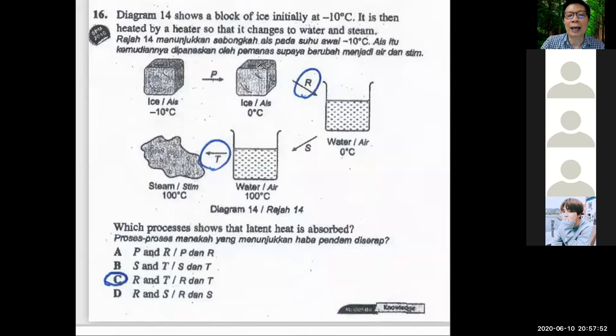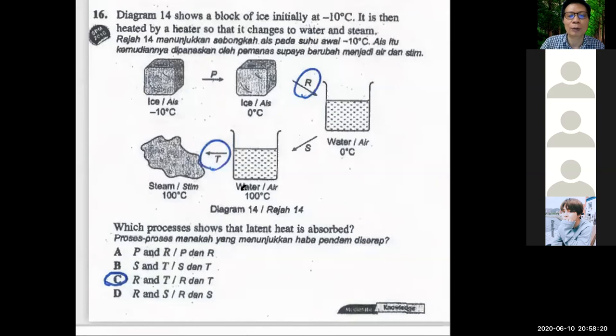And now the ice at 0 degrees starts to melt into water. See, the temperature never changes, but there is a change in the state. Solid changes to water. This is latent heat. When you see no change in temperature, it's latent heat. Latent heat of fusion, solid to liquid. And then here, the temperature changes. This is specific heat capacity.